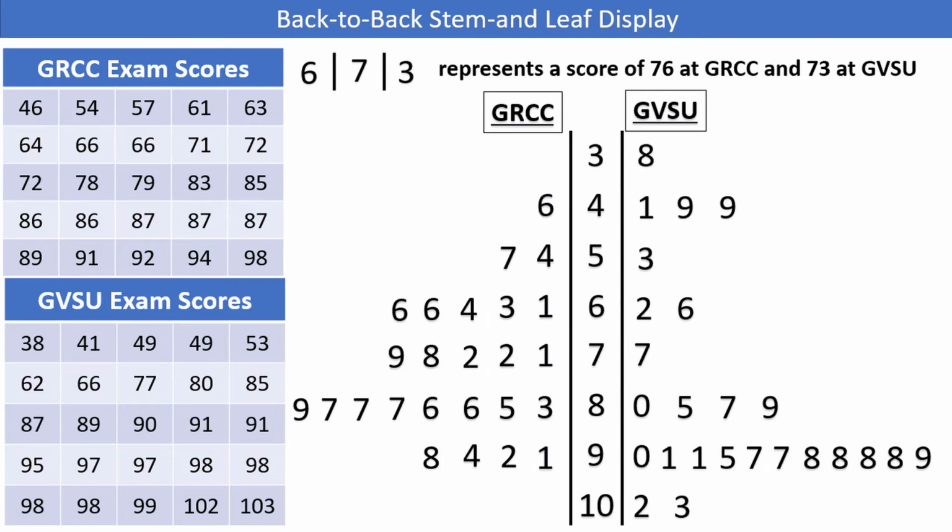Notice how the stems are in the middle and the leaves are either to the left for GRCC or to the right for GVSU. So we have 38, which is our first score for GVSU, 46, which is our first score for GRCC, 41, 49, and 49, which are all GVSU scores, etc. We can see that the distribution of scores is a little bit more symmetrical for GRCC students than it is for GVSU students, if we view each display as a histogram on its side.